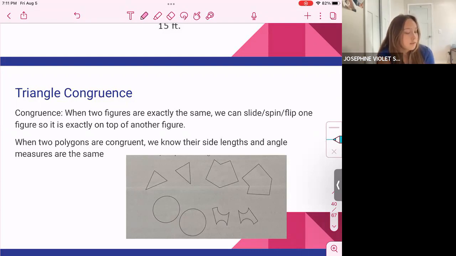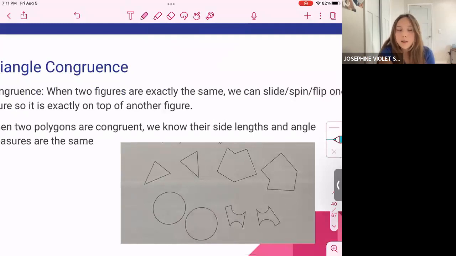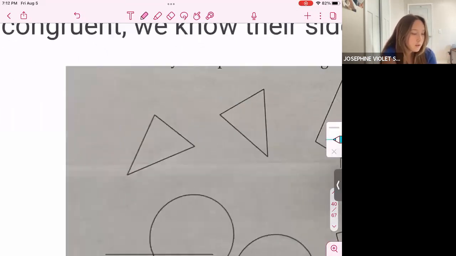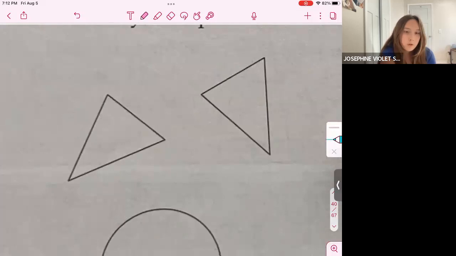So when you have two shapes that are congruent, we know that all the side lengths of the shapes and all the angle measures of the shapes are the same. So for example, if we know that these two triangles are congruent, then we know that these lines are the same, and these lines are the same, and these lines are the same. So they all correspond to each other. And we know these are congruent because we could rotate this triangle this way and then move it over and they would sit exactly perfectly on top of each other.